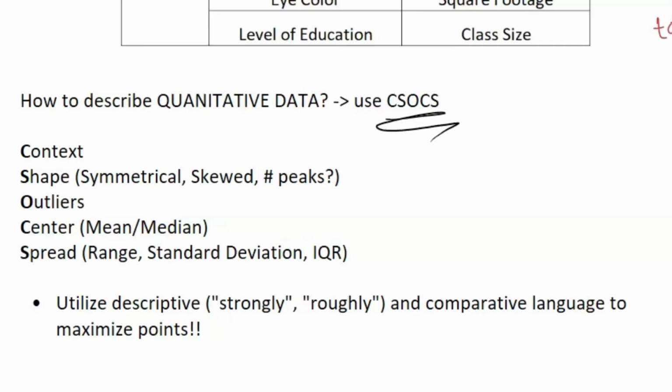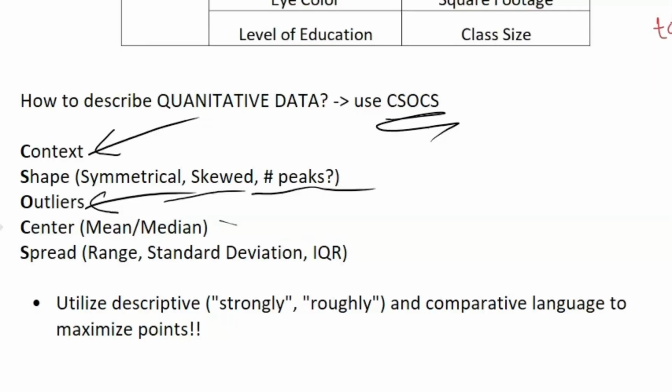So for quantitative data, use the acronym CSOCS. The C stands for context, and the S stands for shape. So is it symmetrical? Is it skewed? Number of peaks? Is it unimodal, bimodal, all that? Look at the outliers, right? Any numbers or data points that are super far out compared to the rest of the data.